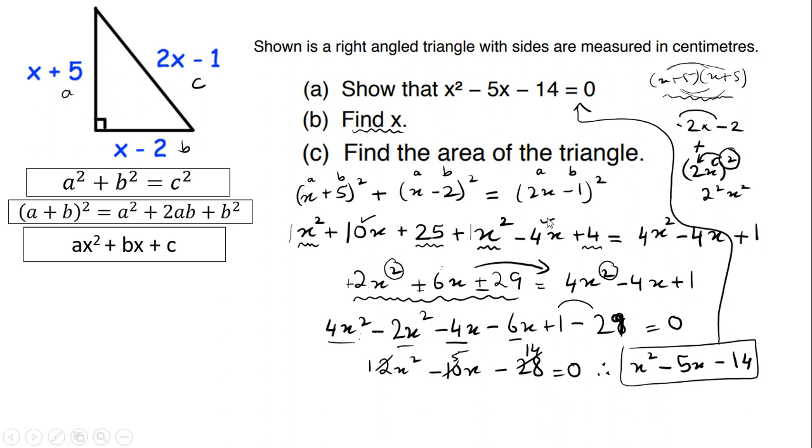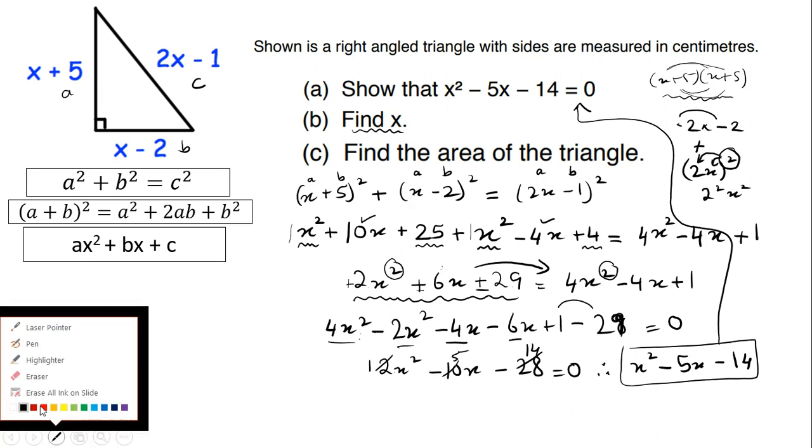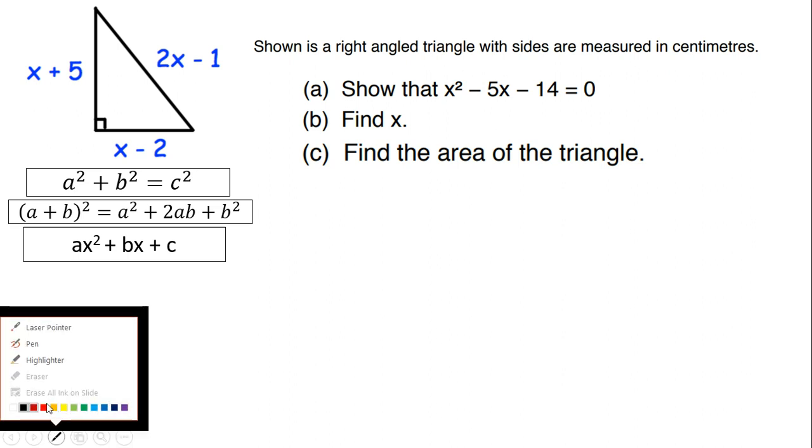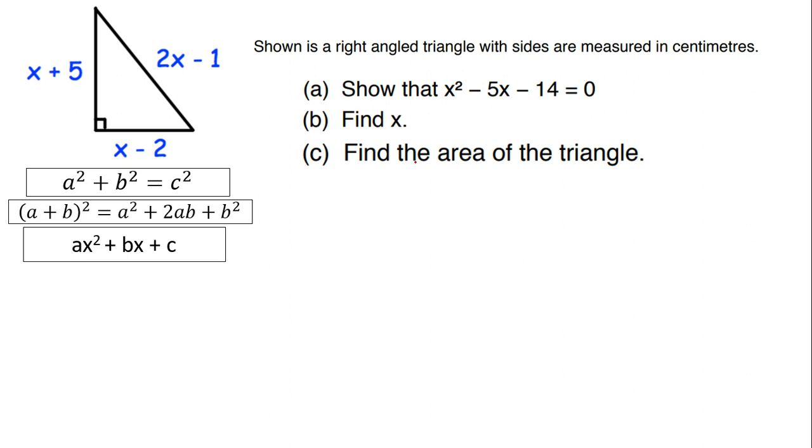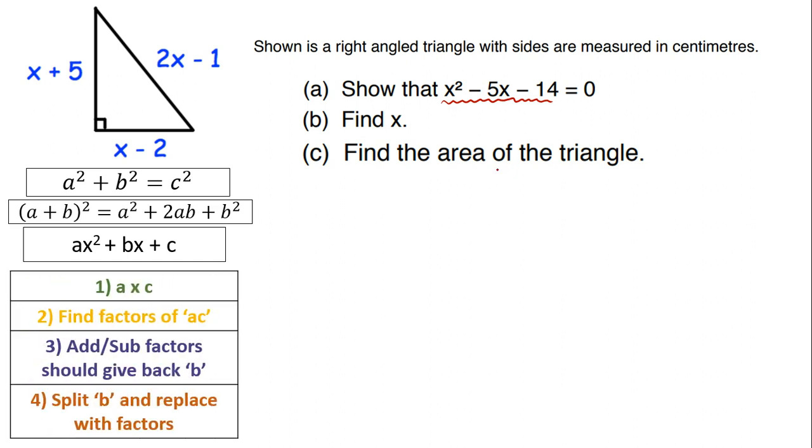I'm going to get rid of everything that I have on the screen so that we can just peacefully find our x. So moving on to finding the x. Now, as I said, I'm going to be using the zero factor property as this equation seems pretty simple. So now there are a few steps that we need to follow for the zero factor property, and those steps are this. A times c.